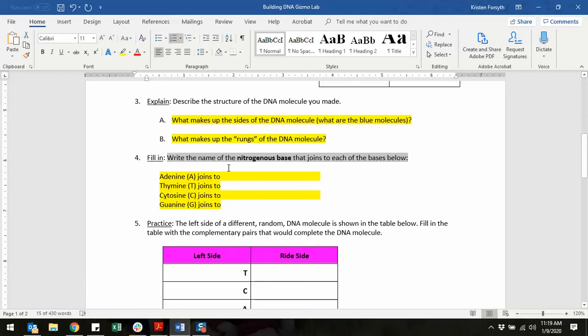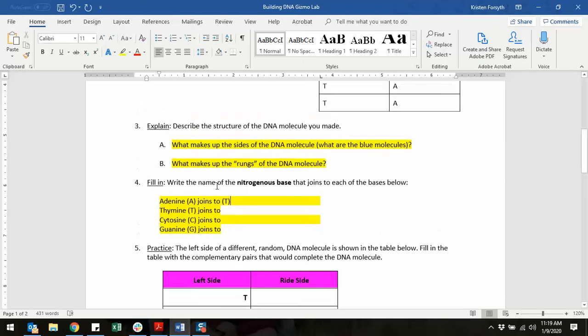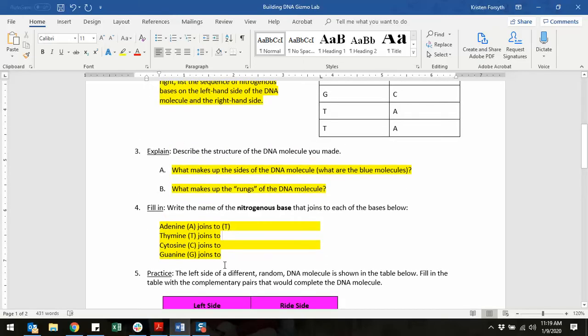Number 4. This is just your answers that you already know. What are the base pairing rules? What does A always join to? For simplicity, you can just write the letter. So we know A always joins with T. Complete it for the next 3 as well. I'm not going to give all the answers in this video, just a couple of hints to get you started.